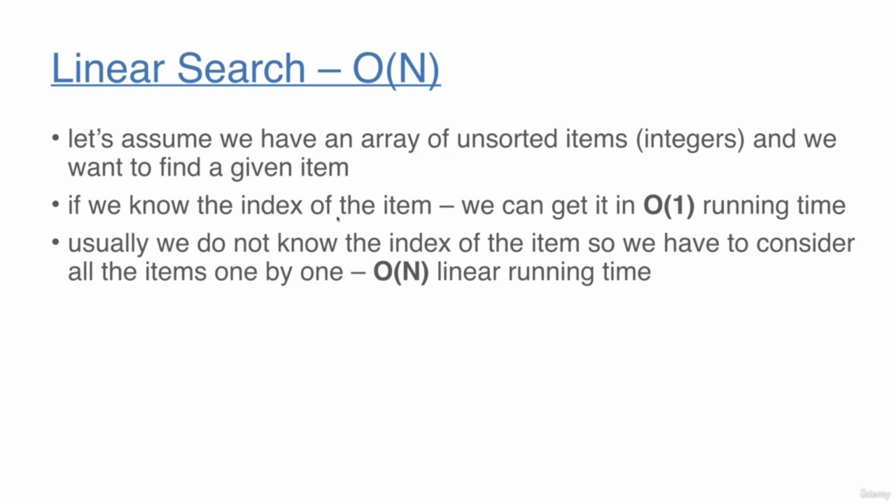If we know the index of the item we are looking for, of course we can get it in O(1) constant running time complexity. This is the main feature of arrays, that if we know the index of a given item, then we can get it extremely fast. Usually, of course, we don't know the index of the item we are looking for, so we have no other option but to consider every single item one by one. So this is why we end up with a linear running time complexity algorithm.